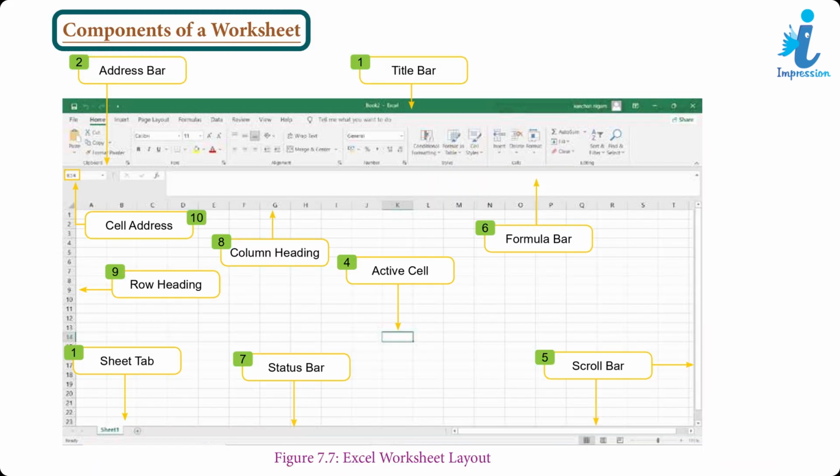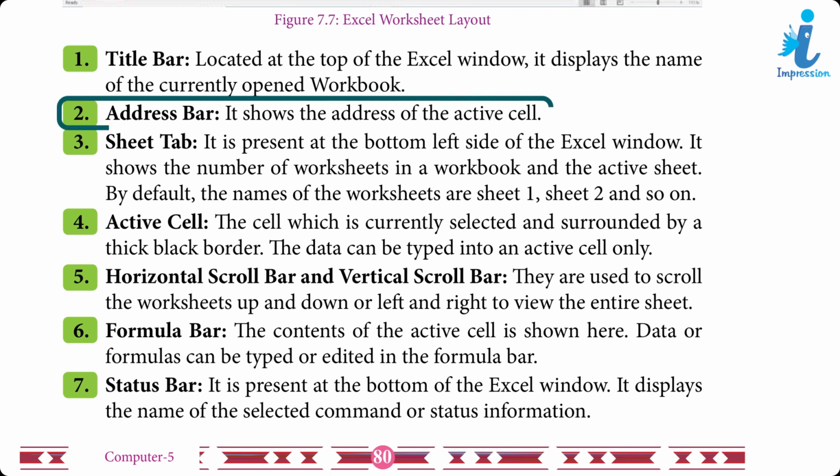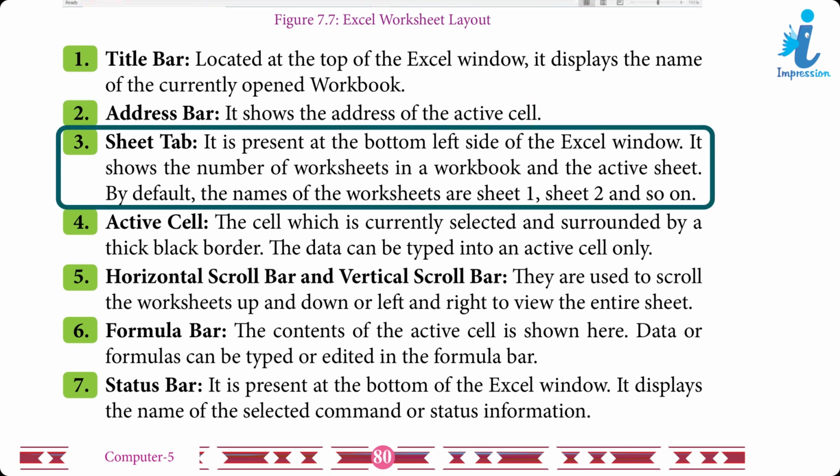Components of a worksheet. 1. Title bar. Located at the top of the Excel window, it displays the name of the currently opened workbook. 2. Address bar. It shows the address of the active cell. 3. Sheet tab. It is present at the bottom left side of the Excel window. It shows the number of worksheets in a workbook and the active sheet. By default, the names of the worksheets are Sheet1, Sheet2 and so on.